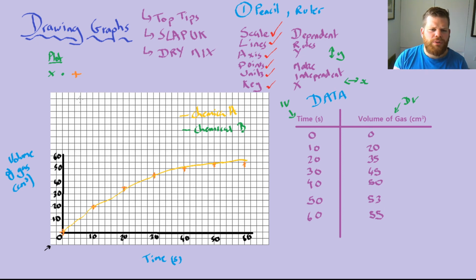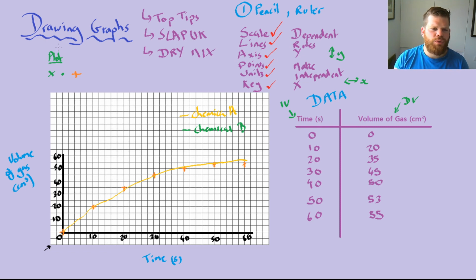First off, top tips. Make sure you've got a pencil and a ruler. Remember, SLAP UK and DRY MIX. SLAP UK is a really good checklist at the end: scale, lines, axes, points, units, and key. Have you got all of those things? Do you need all of those things? DRY MIX helps you with making the actual graph at the beginning: dependent rules Y, make independent X.